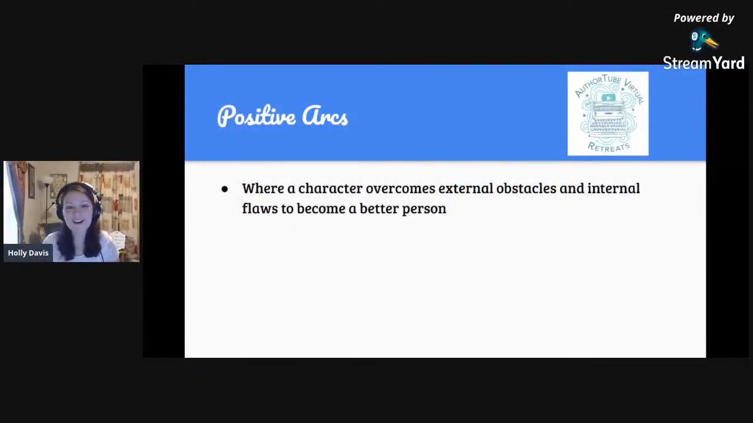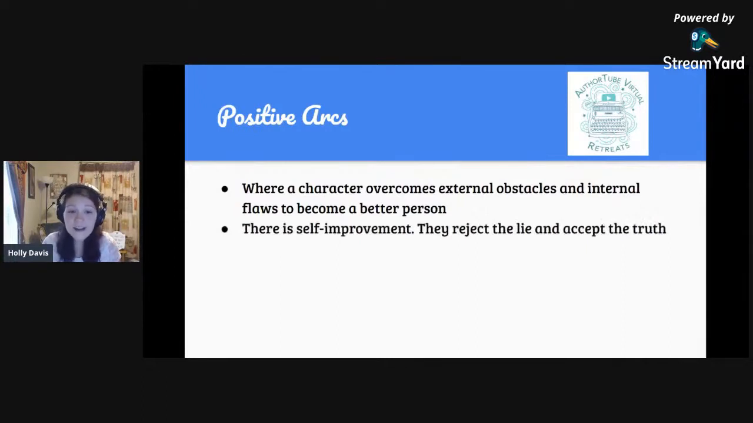A positive arc is where a character overcomes external obstacles and internal flaws to become a better person. There is self-improvement. They reject the lie and accept the truth. So what they thought was going to solve their problem, what they thought would bring them to their goal, was the lie, and they find out what's really going to help them achieve what they want, and that's the truth. And they essentially find out what will solve their flaw.